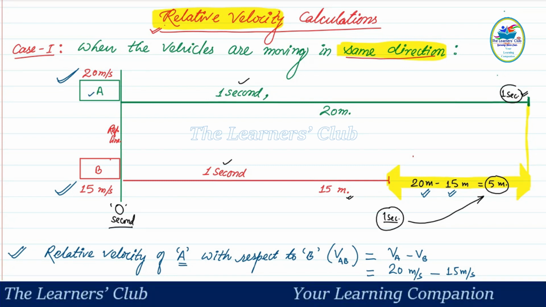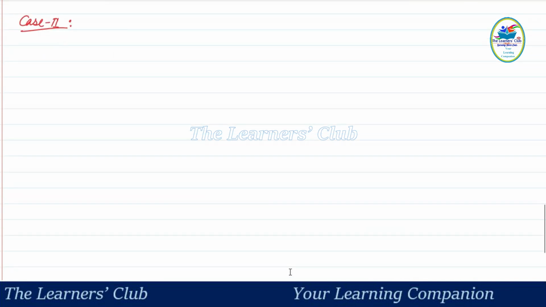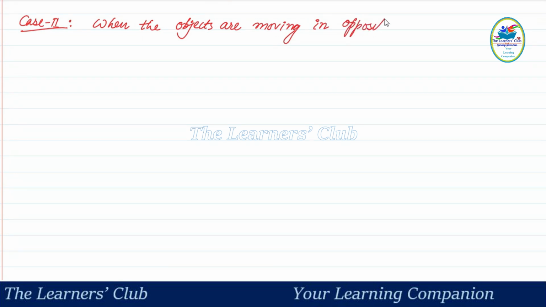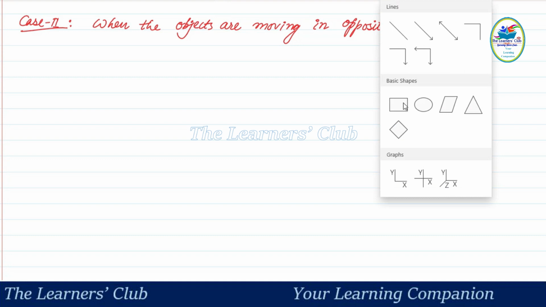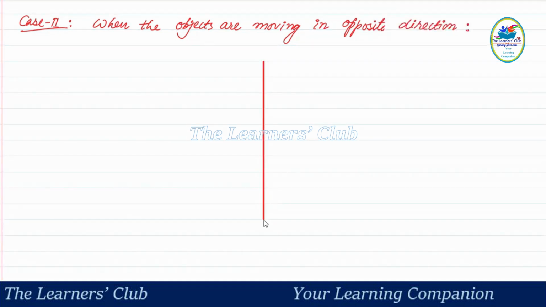Now let me take you to another condition, if you are perfectly clear here. So case 2, let me tell you. Case 2 is when the bodies or vehicles or objects are moving in opposite direction. So in this case, students, again think of a reference line. Is it okay? This is the reference line or reference point.